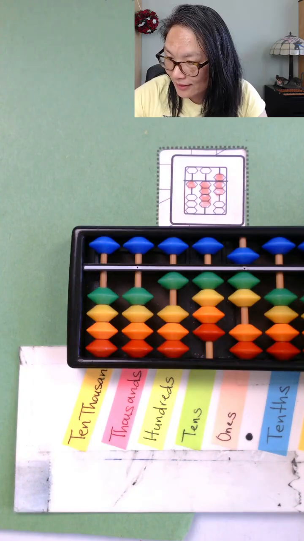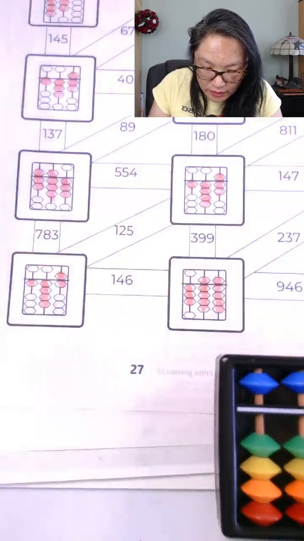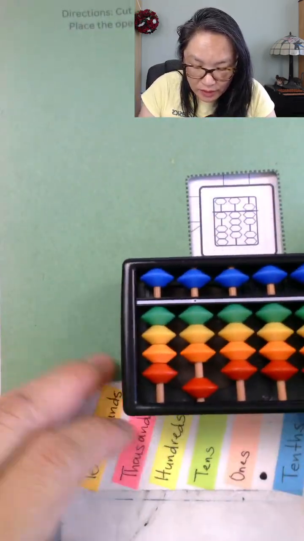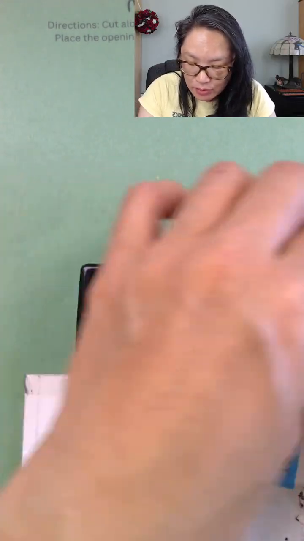All right, what are we doing? Okay, we have 147. It takes me over here. We're almost done, and then we're going to do some adding and subtracting. I want to go into adding and subtracting. It's more fun that way.